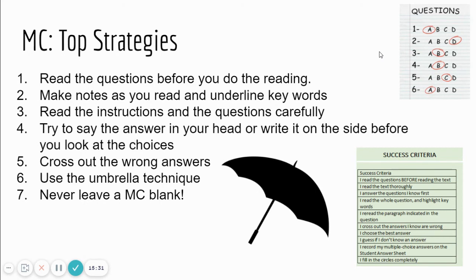Use the umbrella technique. If, again, you don't have that background knowledge, you've got it down to two. You know which ones are wrong, but you've got it down to two possible choices. Pick the one that can be an umbrella over the other. So probably both are right, but which one is better? Which one could include the other?